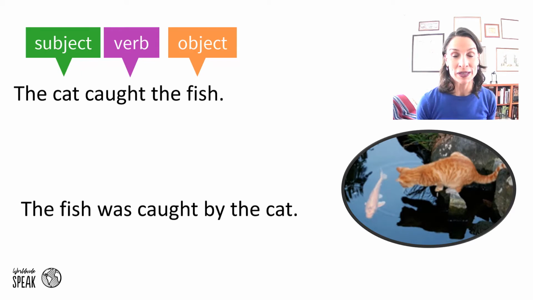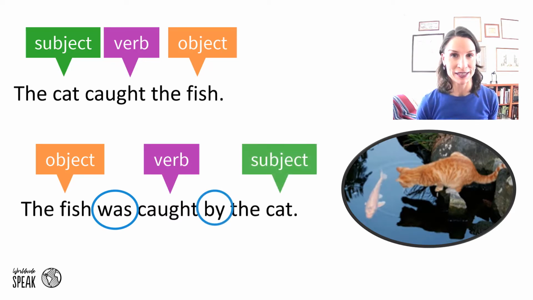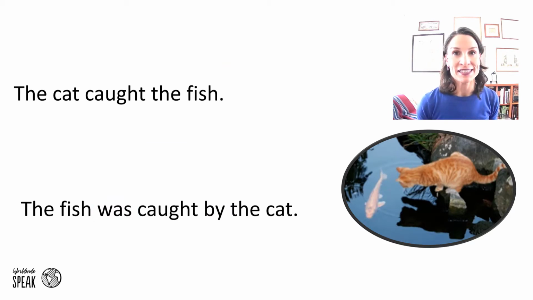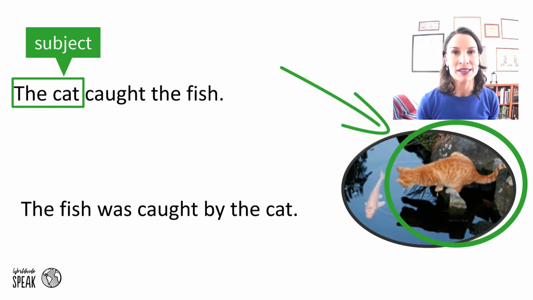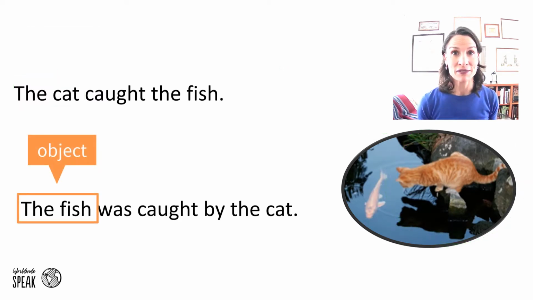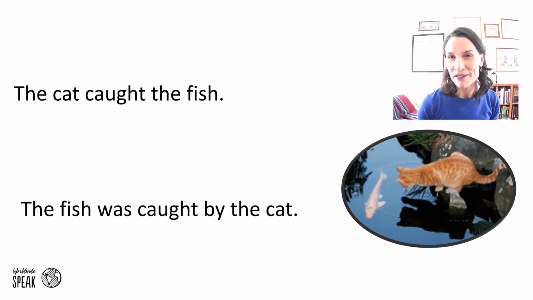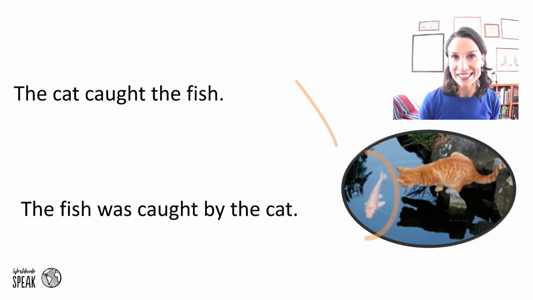We're going to start with the object, then we have the verb be, our main verb, and then we have the word by and the subject. In our active sentence, the subject comes first, so this feels like the most important thing in the sentence. In our passive sentence, the object feels like the most important thing because it comes first. And so in my first sentence, I'm thinking mostly about the cat. In the second sentence, I'm thinking mostly about the fish.